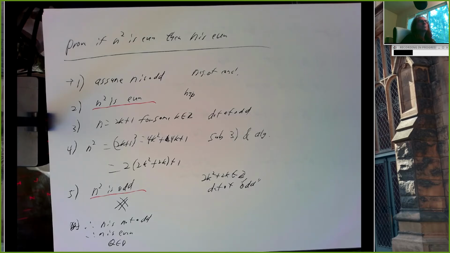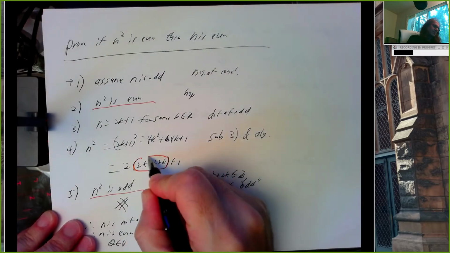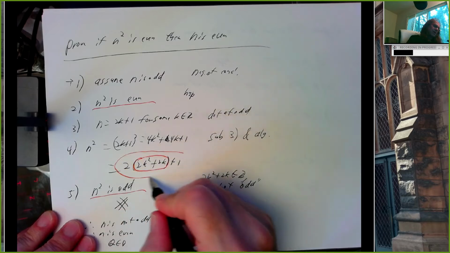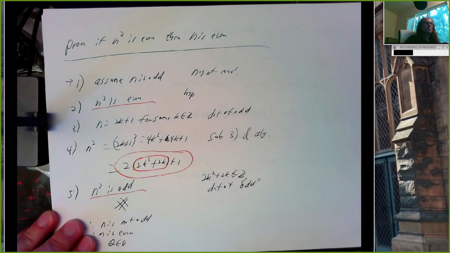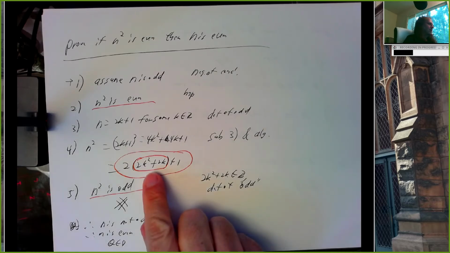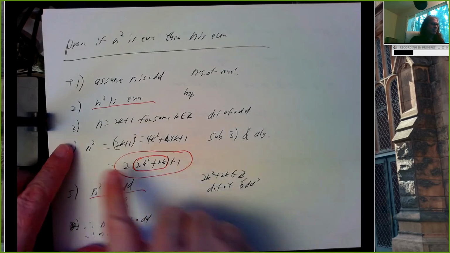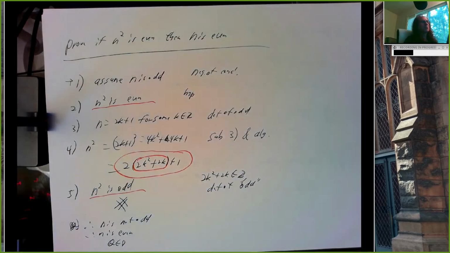For these problems, we had a choice, though. We could have done direct or indirect. Let's see, we didn't say that 2k squared plus 2k is odd. All we need to know is that this is an integer. But this whole thing now is 2 times an integer plus 1, which is odd. It doesn't matter whether that integer value is even or odd. The whole thing, which is n squared, is twice an integer plus 1. That's odd.